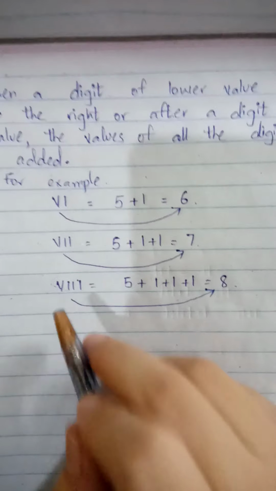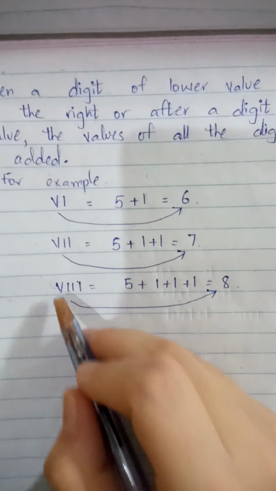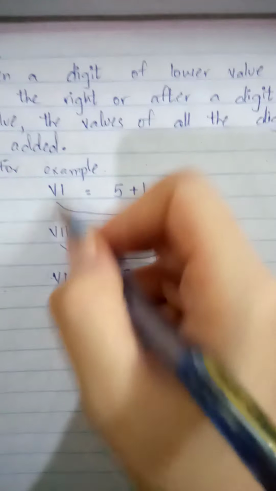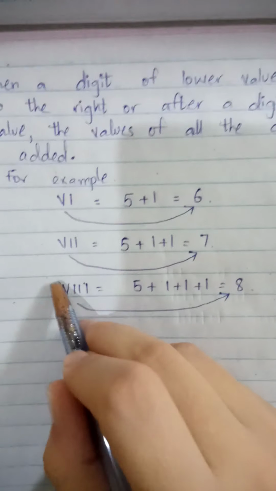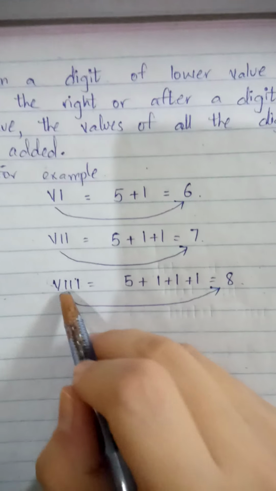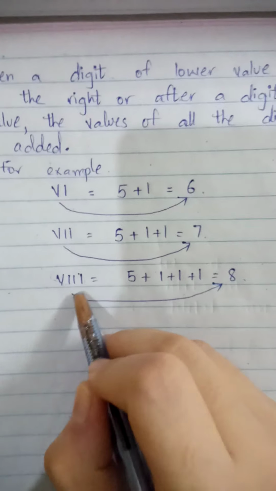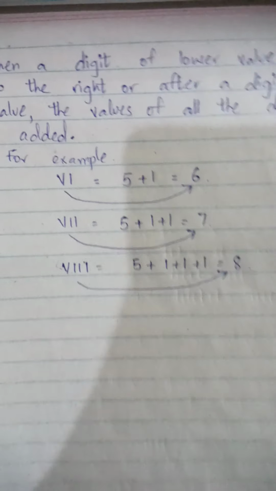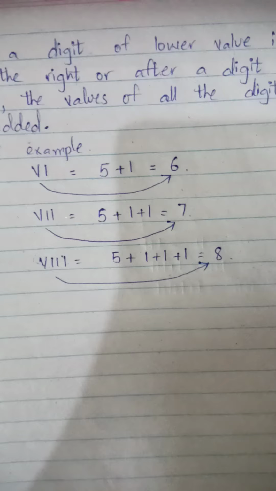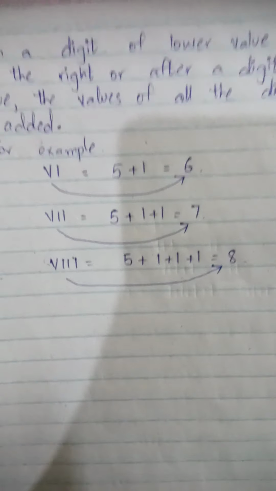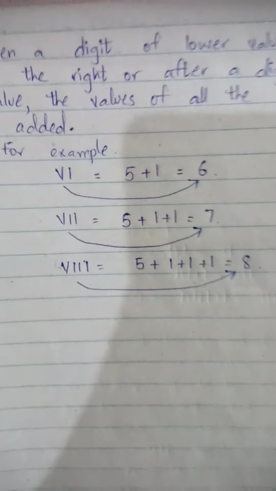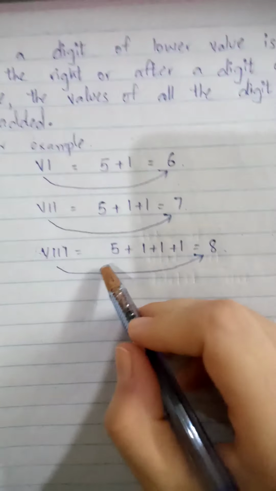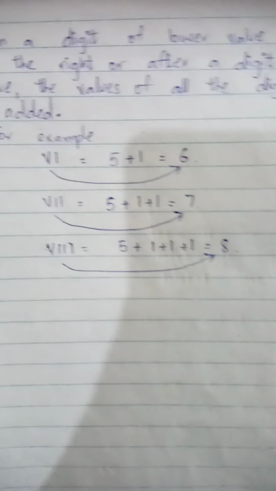Okay, let's look at this example. This is VI. Again, this one is just like the previous two examples. I know that the value of V is 5 and it is greater than the value of I. So if the digit whose value is smaller is written after the digit whose value is greater, we will add all of these digits together. That is how I get 8.